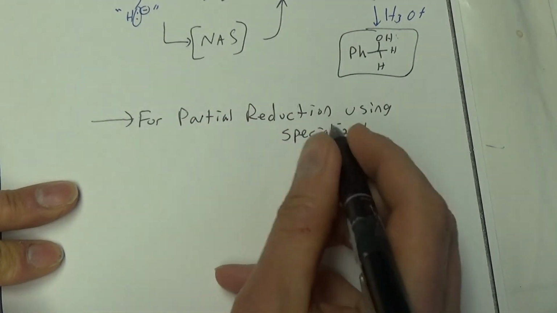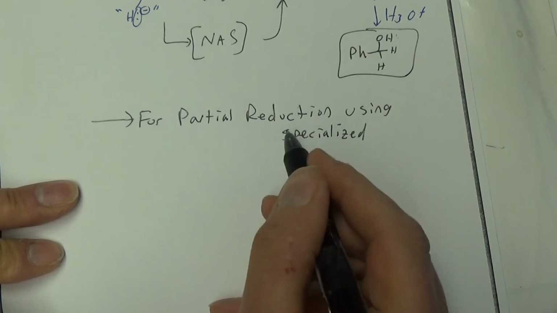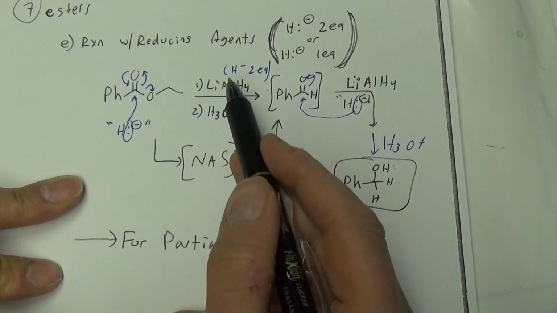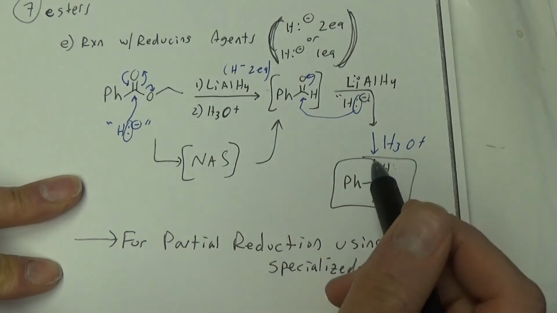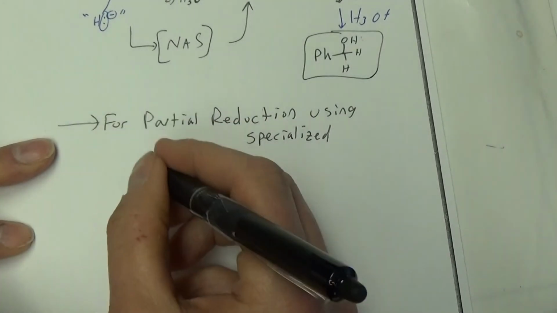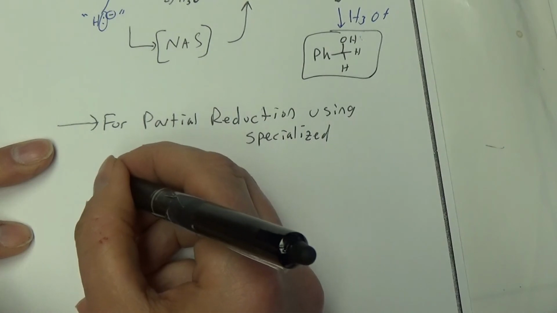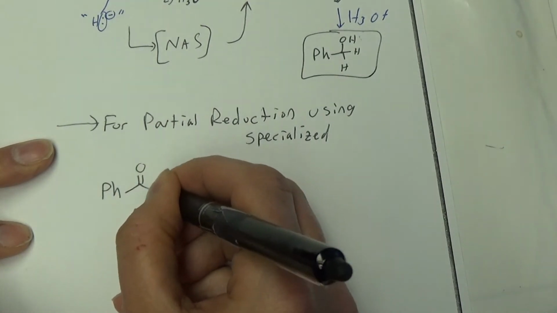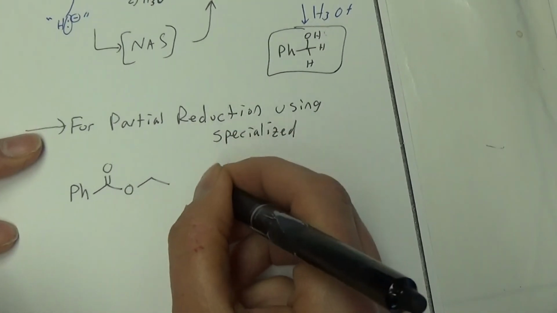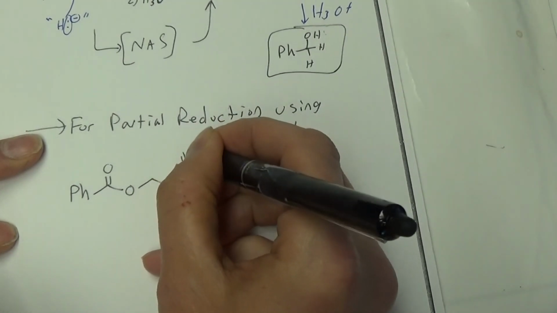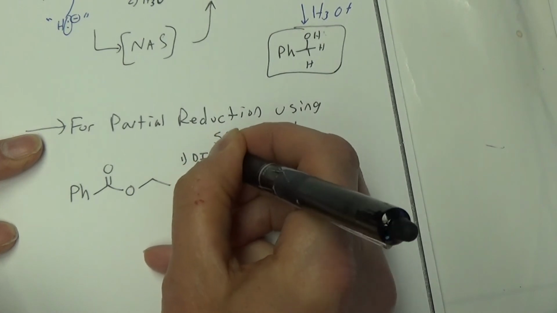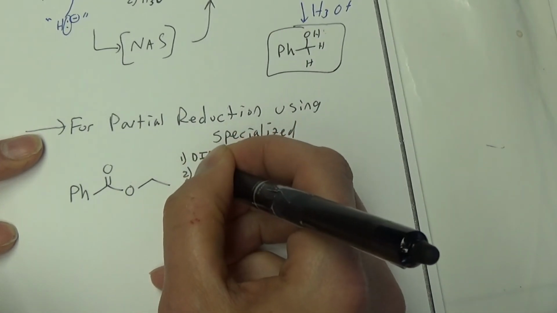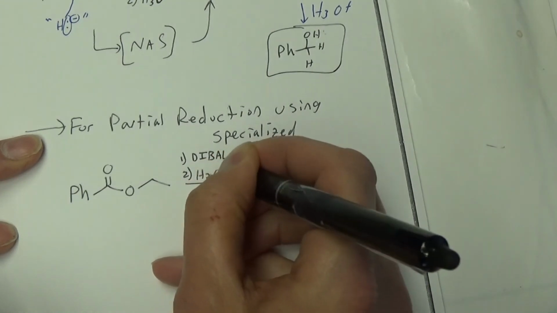To do a partial reduction, and by partial reduction I mean H minus 1 equivalent. This is obviously H minus 2 equivalents because you added one H and you added a second H. So for esters, we'll use the same substrate. We use something called DIBAL. I'll draw the structure of it. DIBAL-H, then H3O plus.